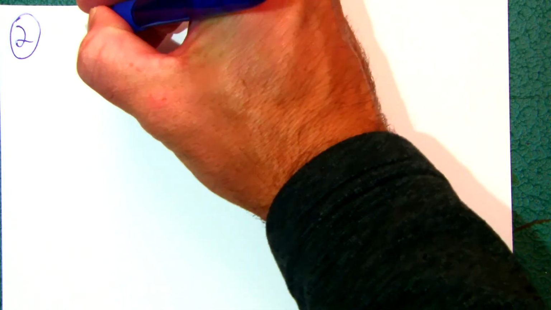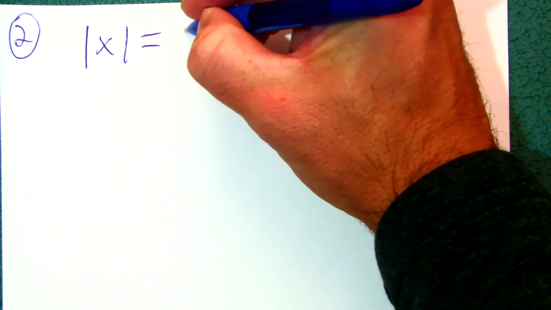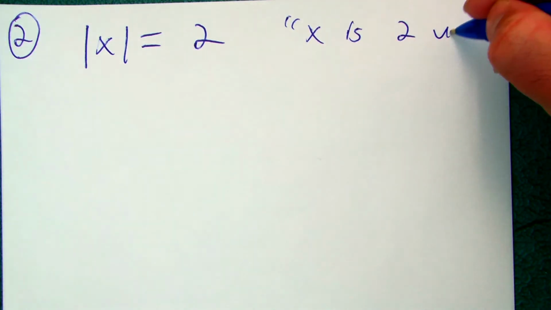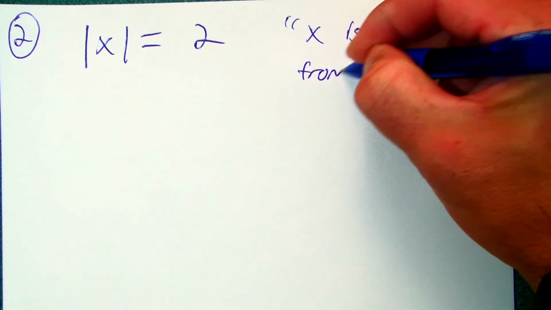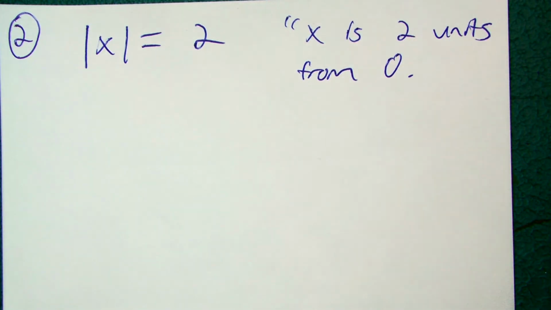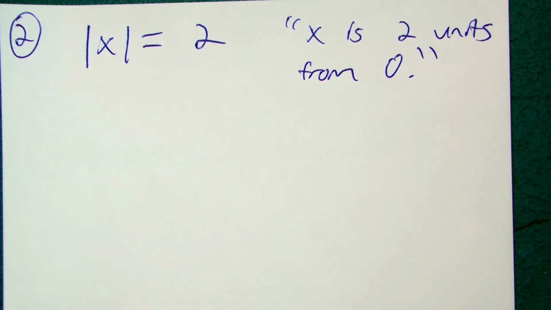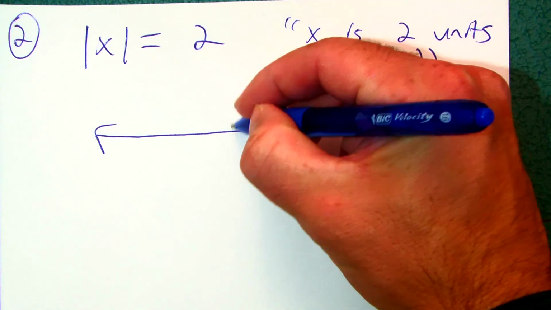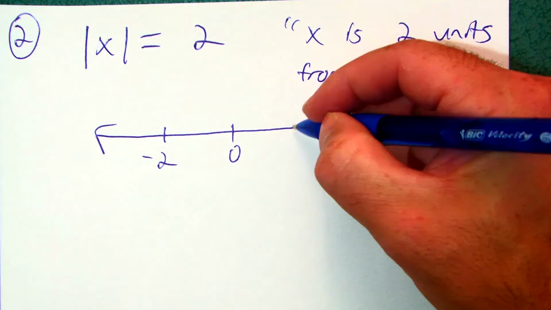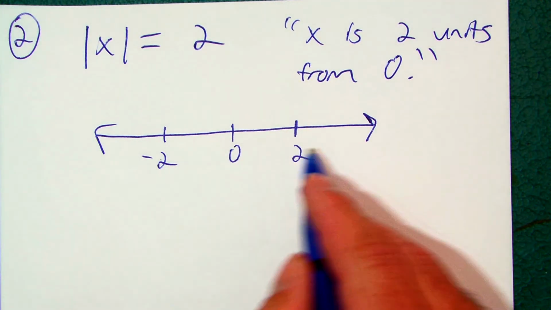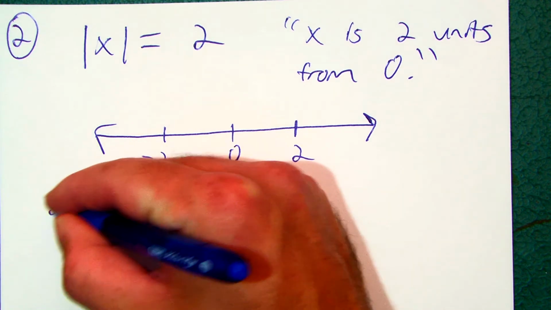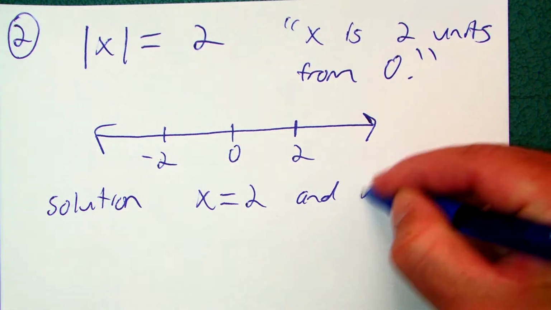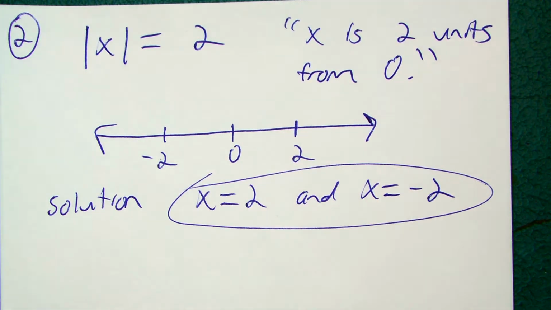If you get the absolute value of x equals 2, again, we're saying x is 2 units from 0. So we could be at negative 2, or we could be at positive 2. Both are 2 units from 0. So your solution here, again, is x equals 2 and x equals negative 2. And again, that's all I need.